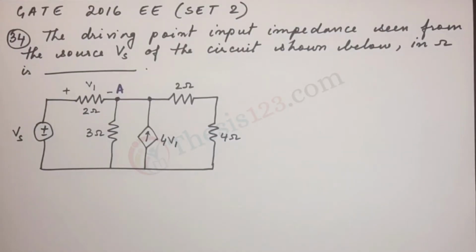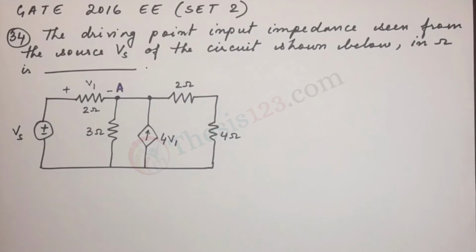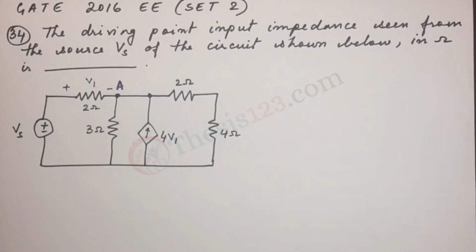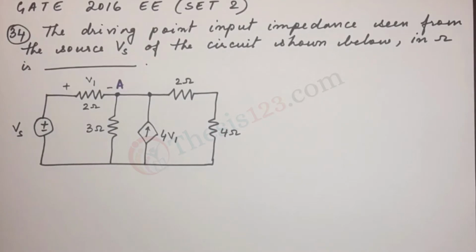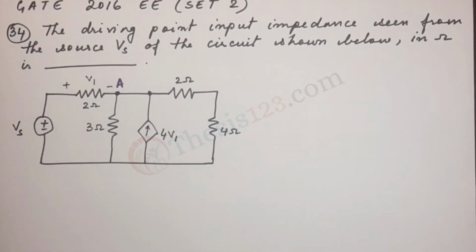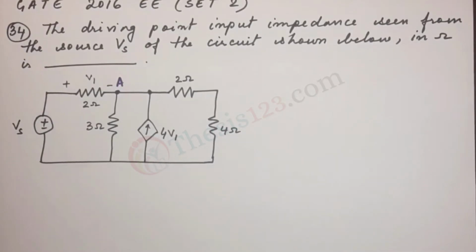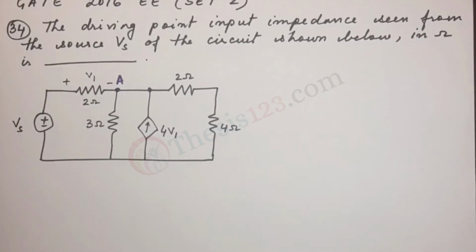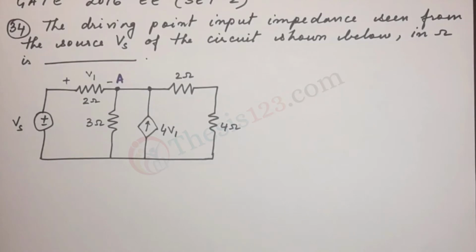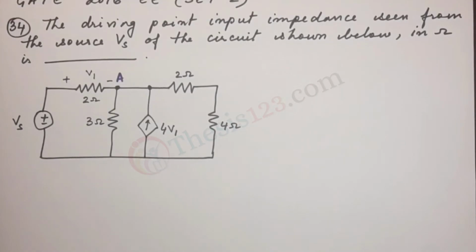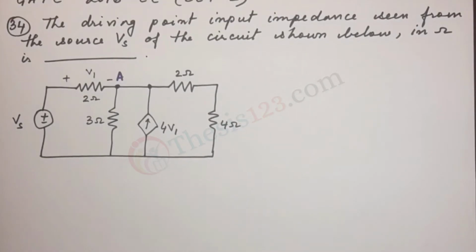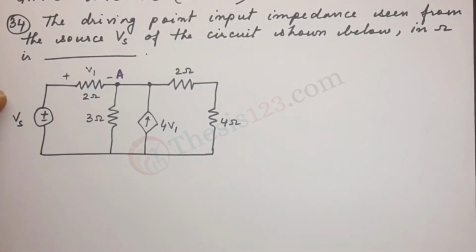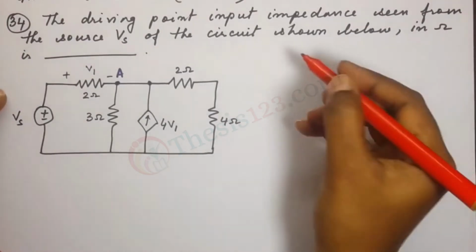Here's the next question, number 34. The driving point input impedance seen from the source Vs of the circuit shown below, in ohms, is dash. Okay, so this is not a multiple choice question and we will have to try and work it out. So in the circuit given to us, let's take the point A as shown. Now the question talks about driving point input impedance.